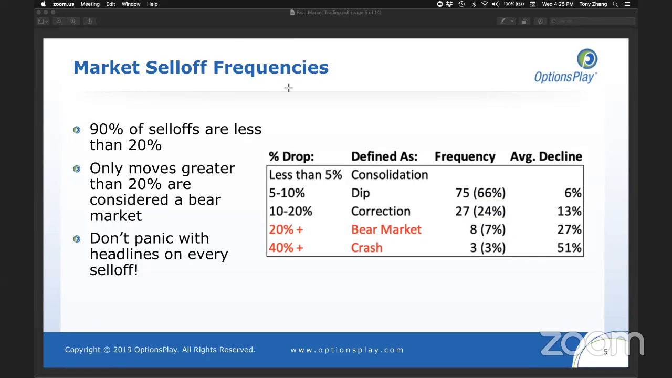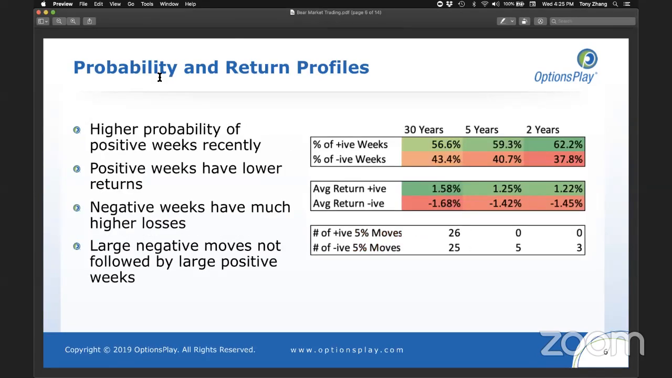Second of all, one of the things that we want to pay attention to with the markets is really the probability and return profiles of the market being positive or negative in any single week. And this has changed a lot over the last decade, especially since 2008. Things have changed a lot, but they've also really accelerated over the last couple of years.